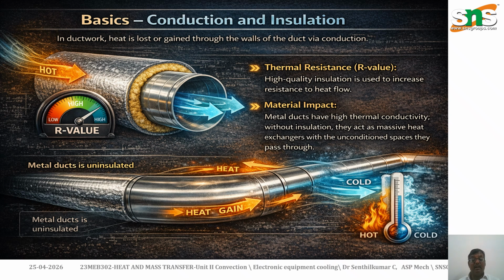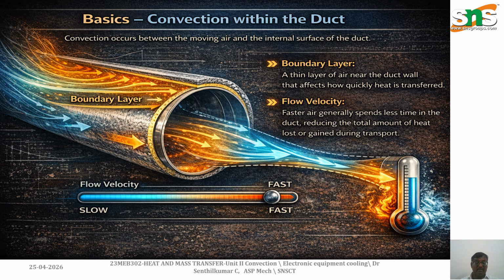So the heat gain and heat loss have to be managed wherever the people need the openings or air duct openings for their place, for their ambience, it has to give the coldness. In other places the coldness should not leak from the pipe, and for that the necessary insulation is made. Coming to the next concept here, the basic convection with the duct. The convection occurs between the moving air and the internal surface of the duct. So the material has to be chosen in such a way. Here the concept of boundary layer and flow velocity plays a vital role.